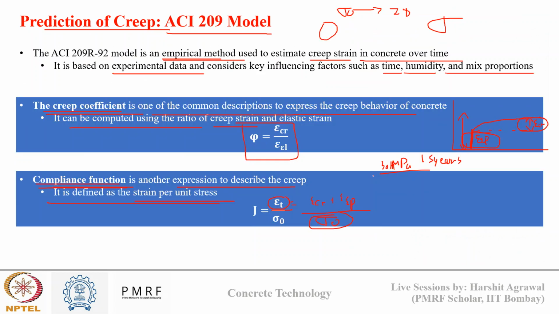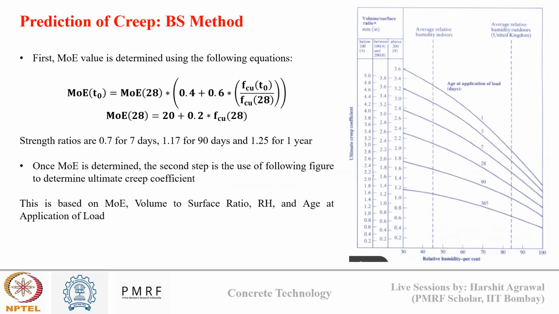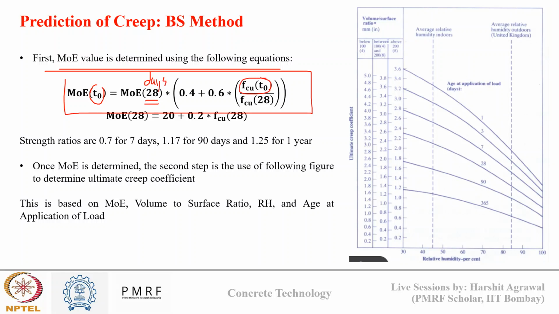So this was the ACI method. Then there is the BS method also, the British Standard method. Here we first need to determine the MOE of concrete. After a time T naught, they have defined an equation for how the MOE of concrete can be determined if we know the MOE after 28 days of curing. So after T naught age, what is the MOE? For this, they have given this equation.